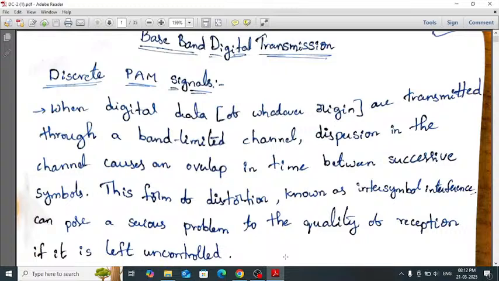Discrete PAM signals. Please ignore the surrounding noise. So why we require these discrete PAM signals? What is the reason for this? We will see. In the 4th unit last, we have the PCM, DPCM, DM, ADM. They are used to convert an analog signal into digital. After converting an analog signal into digital, which format we need to choose? That is decided by these discrete PAM signals.